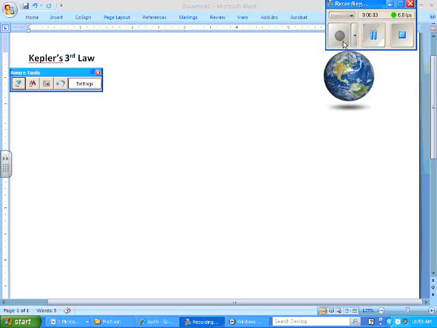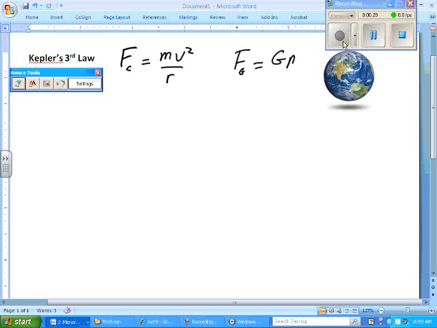Okay, we're going to algebraically derive Kepler's third law, and to do so we need an understanding of universal gravity as well as an understanding of circular motion. We know from circular motion that the net centripetal force has to abide by this rule, F_c equals mv squared over r, and we also know from universal gravity that the force of gravitational attraction between two objects is quantified by this equation.